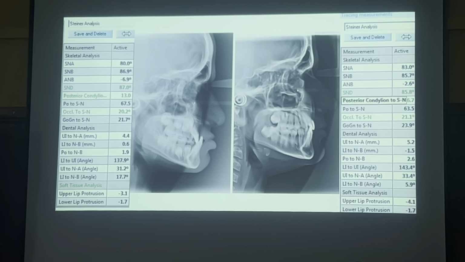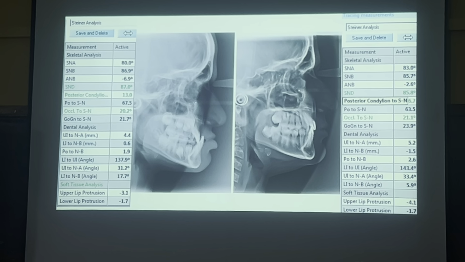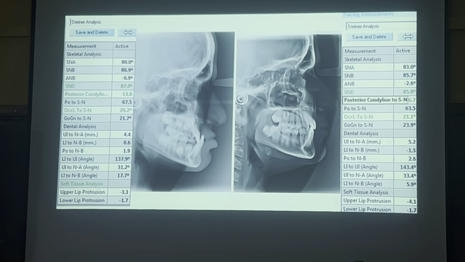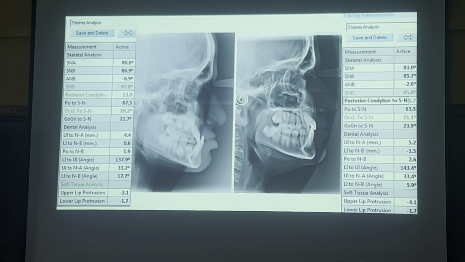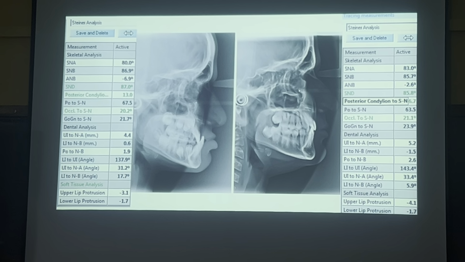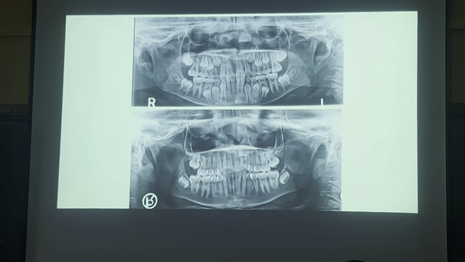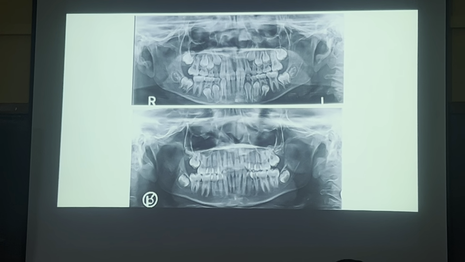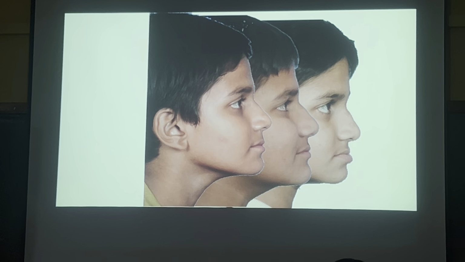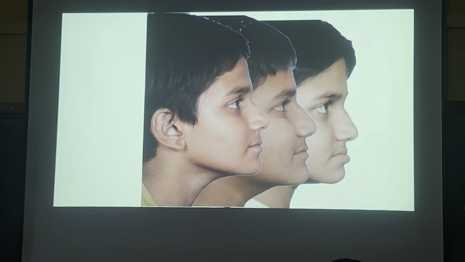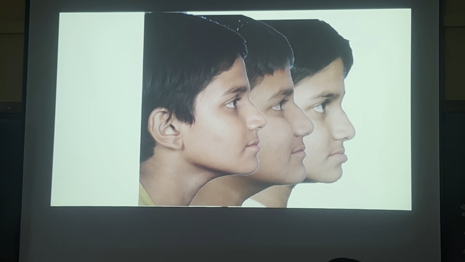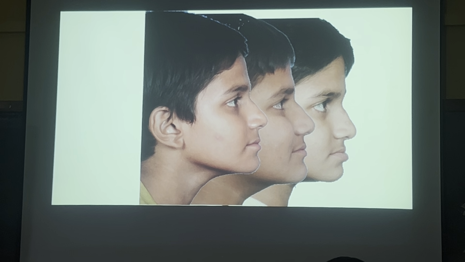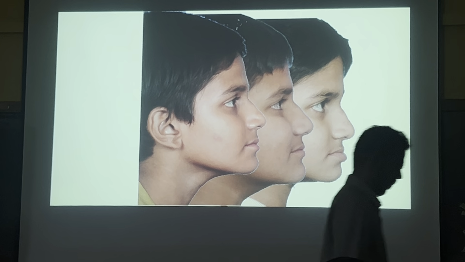We are able to decrease the ANB from minus 7 to minus 2.6. This class 3 correction could be due to the backward rotation of the mandible, increase in maxillary length, and the restraining of the mandibular growth. OPG before and after. Profile before treatment, at the end of the treatment. But if surgical correction is required, the quantum of the surgery can be reduced.